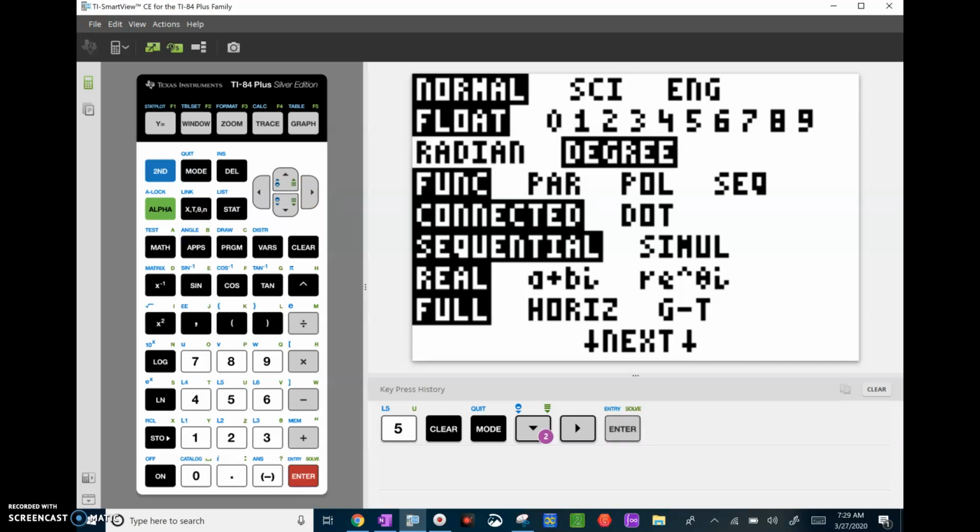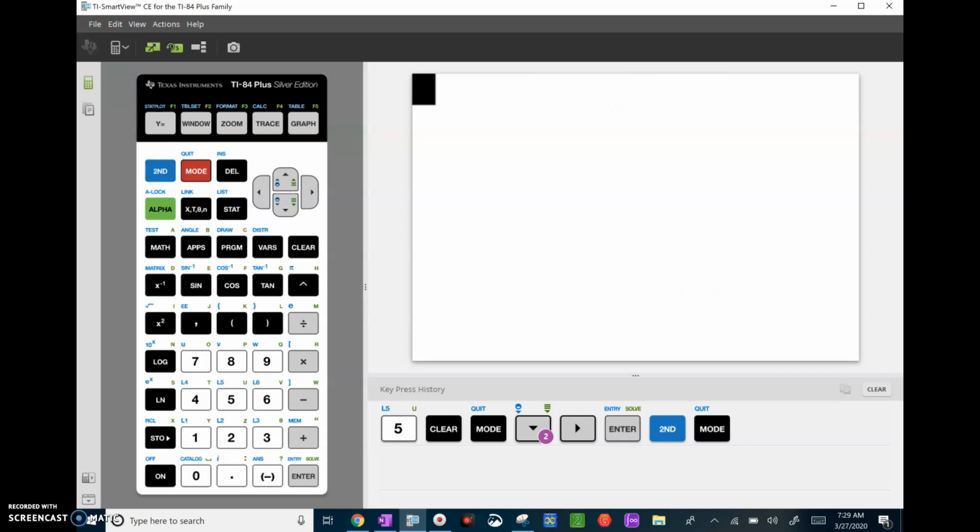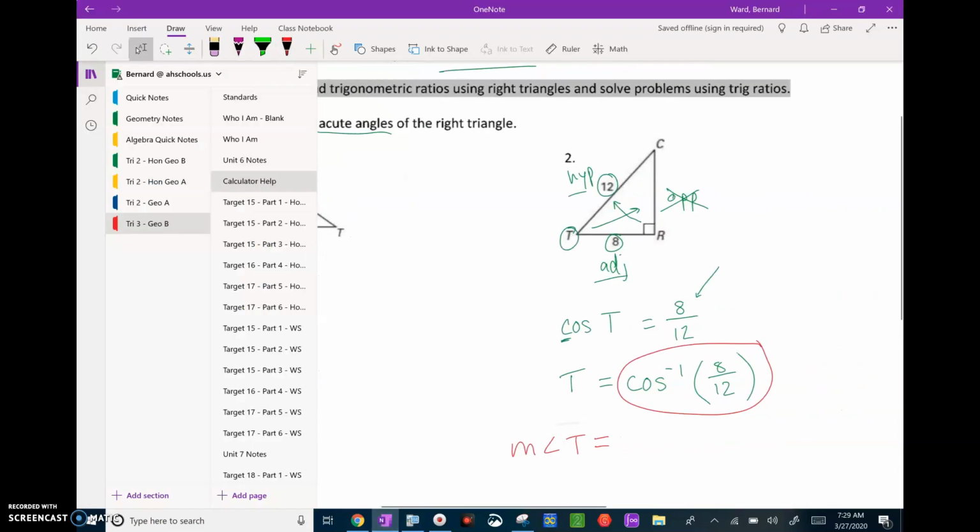So then we can go back to the next screen to get there. See this word quit up here? Let's hit second mode and it'll quit us out of that program. But now we're in the right degree mode, and so we're ready to go. Just one more reminder, what we want to type into our calculator is cosine inverse of 8 divided by 12, and that'll tell us what angle T is.